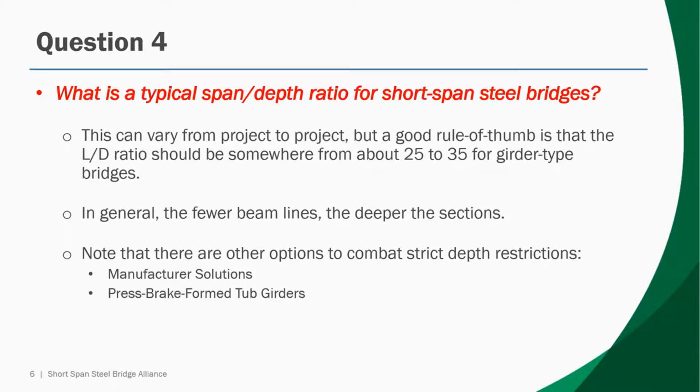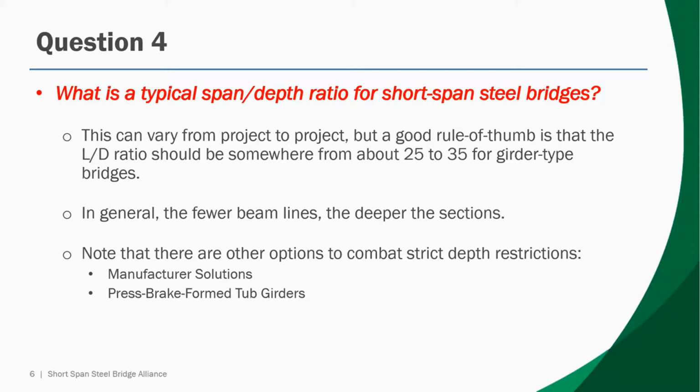Question 4. What is a typical span to depth ratio for short span steel bridges? A very common question that we'll get asked is about the overall superstructure depth for a given project, and that is very critical to many state and county engineers due to clearance issues and hydraulic opening requirements. Now, span to depth ratios can vary from project to project, but a good rule of thumb is that the L over D ratio should be somewhere around 25 to 35 for girder type bridges.